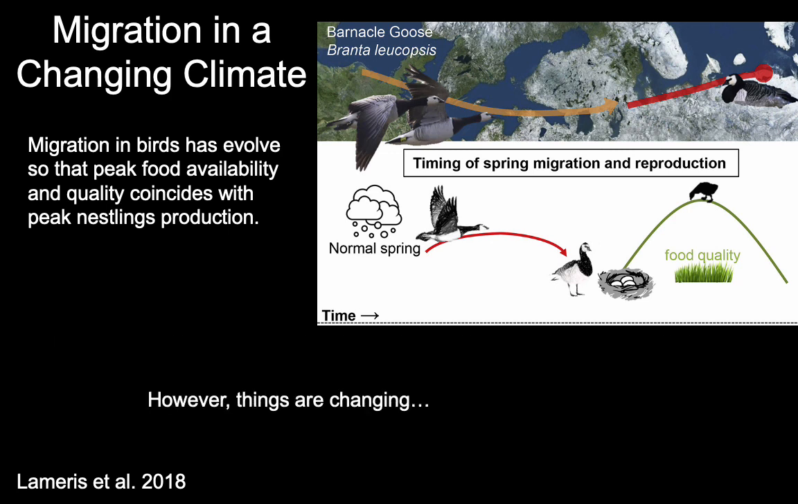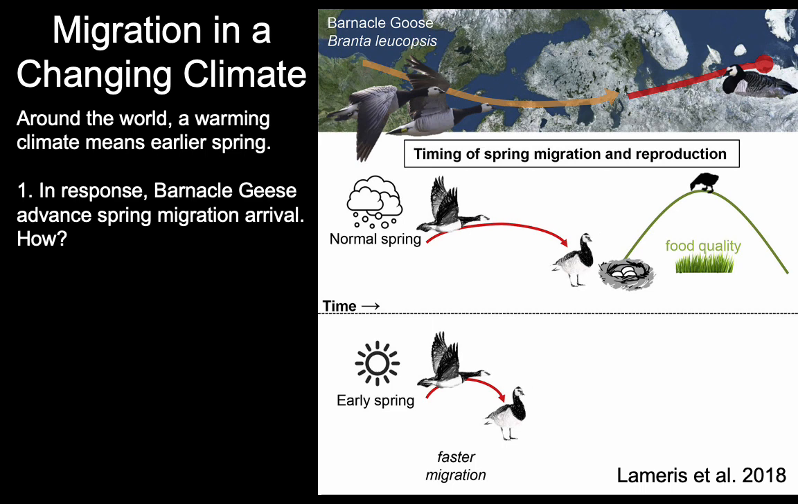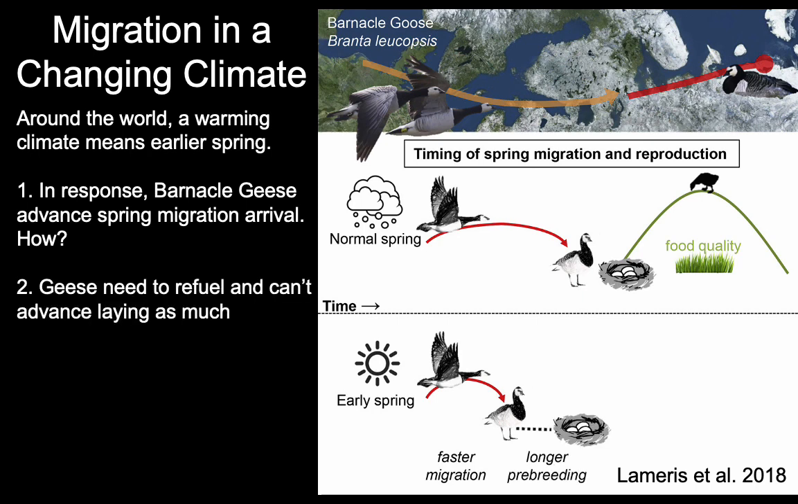However, things have changed. Right? So what kind of things have changed? Well, with increased global warming, we're seeing earlier springs. And so in response to an earlier, advancing spring, the barnacle geese's spring migration also advances. How do they do this? They migrate faster.